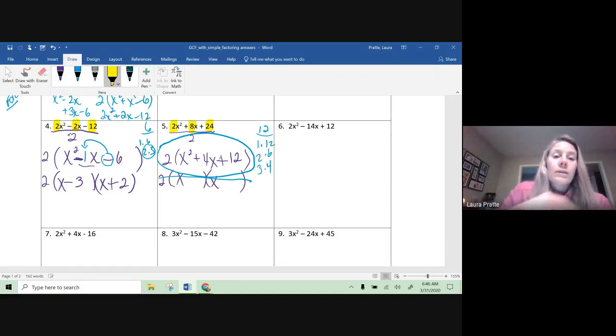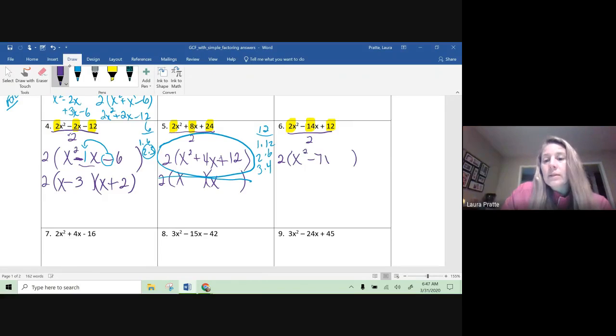All right, so then the next problem, 2, 14, and 12. So dividing everything by that 2, we have x squared minus 7x plus 6. So we're going to look for the factors of 6 that are going to add up to get that 7 there.